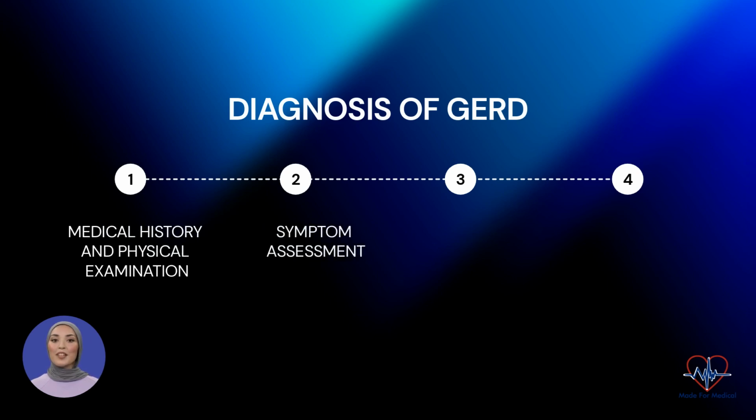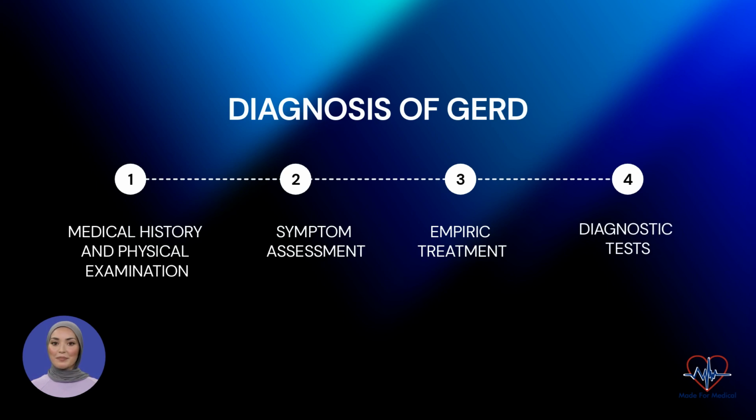Symptom assessment. Evaluate the patient's symptoms using validated questionnaires, such as the Gastroesophageal Reflux Disease Questionnaire or the Reflux Symptom Index, RSI. These tools can help assess the severity and impact of GERD symptoms. Empiric treatment. In some cases, if the clinical presentation strongly suggests GERD and the patient's symptoms are not severe, a short trial of empirical treatment with acid-suppressing medications, such as proton pump inhibitors or H2 receptor antagonists, may be initiated. Improvement in symptoms with treatment supports the diagnosis of GERD.